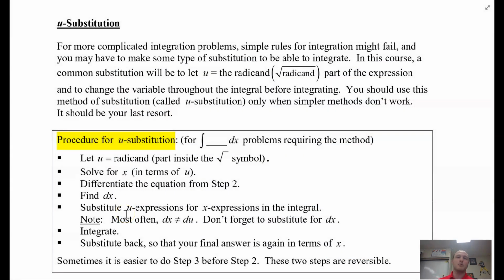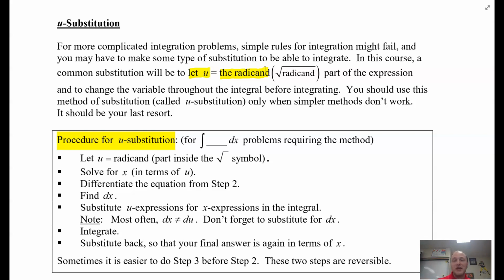So it says, for more complicated integration problems, simple rules for integration might fail, and you may have to take some type of substitution in order to integrate. In this course, the common substitution will be U-substitution. And here's what we do. We let u be whatever the radicand is. And if you forgot what the radicand is, there's a visual reference for you. We're going to let that part of the expression be u.